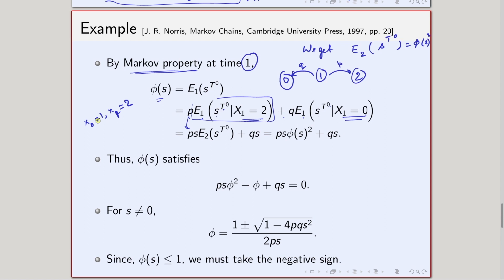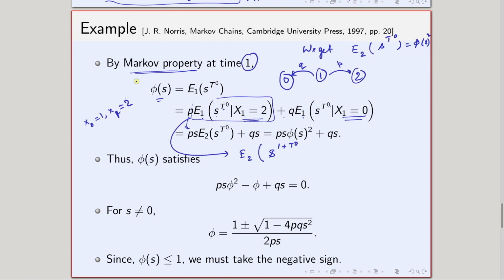Now when I move to 2, the Markov property tells me that at the time point 1 the Markov chain is starting afresh. At the time point 1 the state is 2. So this expectation can now be written as the expectation that, starting from 2, it is nothing but s to the power 1 plus t naught. So basically I reached 2 here.